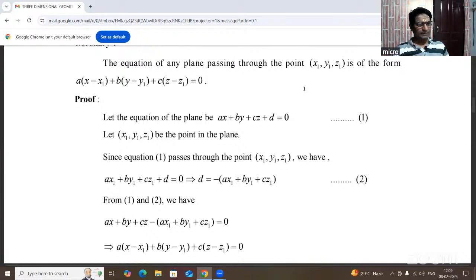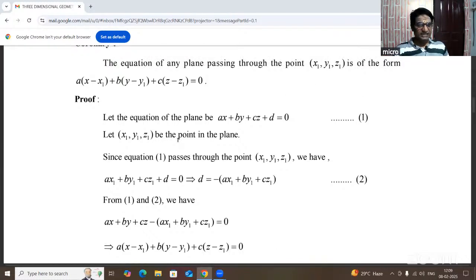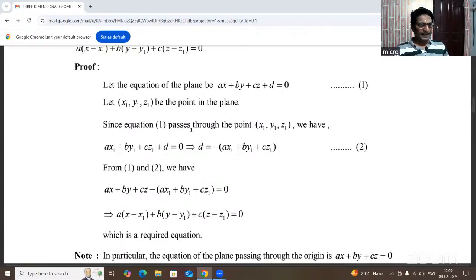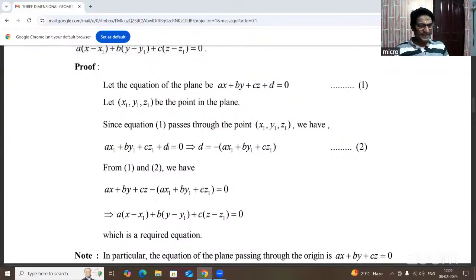First of all, write the plane equation ax + by + cz + d = 0. Suppose x1, y1, z1 is a point in the plane. Then that point satisfies the first equation, so substituting it we get ax1 + by1 + cz1 + d = 0. After this substitution, d = −(ax1 + by1 + cz1). Say that is the second equation.